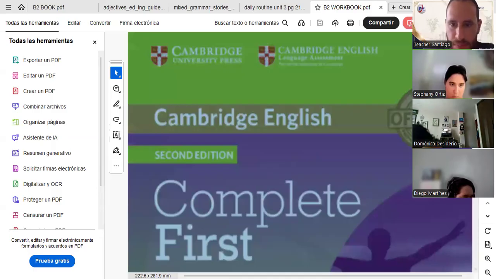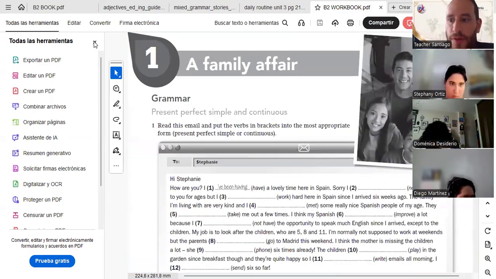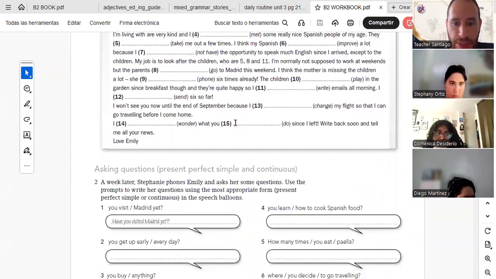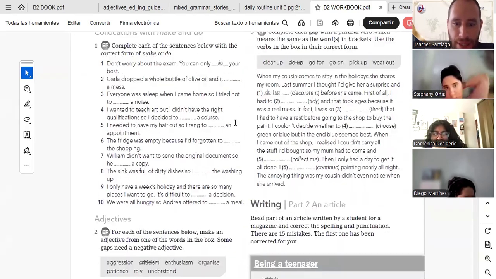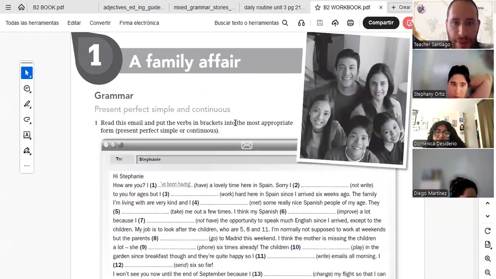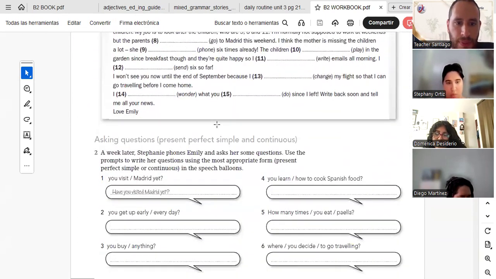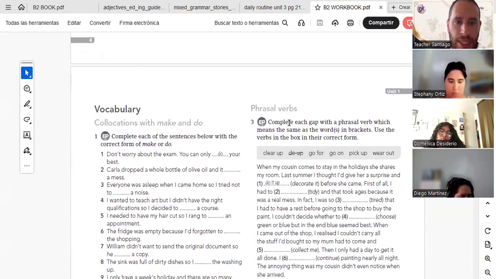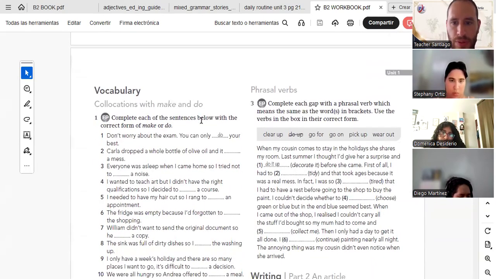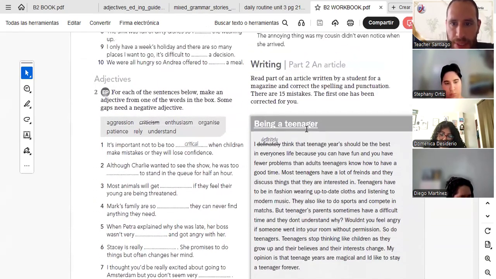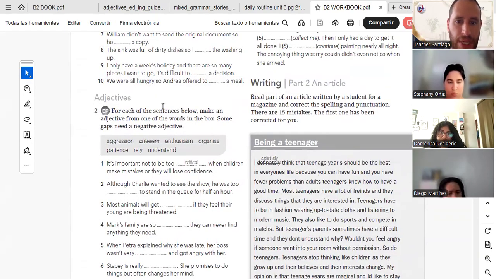So here, page 4 in the PDF, right? From the PDF. So page 4, this one, and 5, this one. Okay? That's the homework. Pages 4 and 5. You complete this email with present perfect simple and continuous. Asking questions, present perfect and present perfect continuous. And vocabulary, collocations, make and do, and solve phrasal verbs. We already worked on it, right? It's okay? Adjectives, okay.